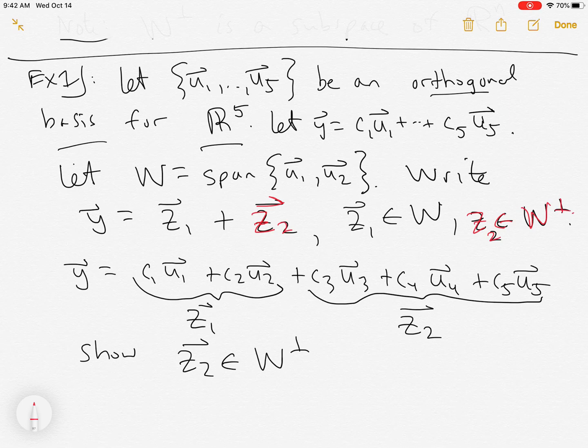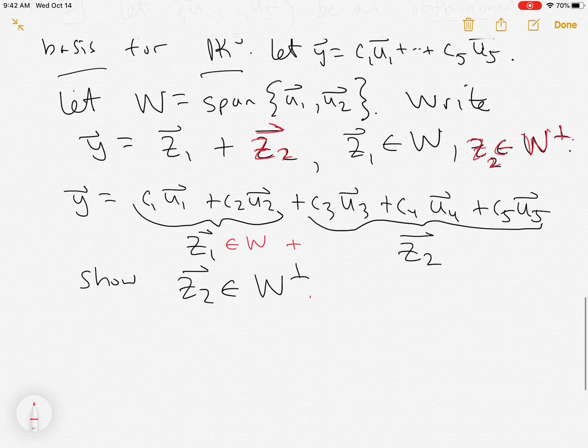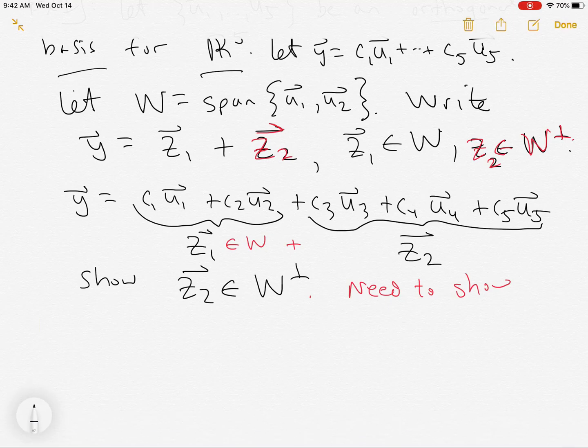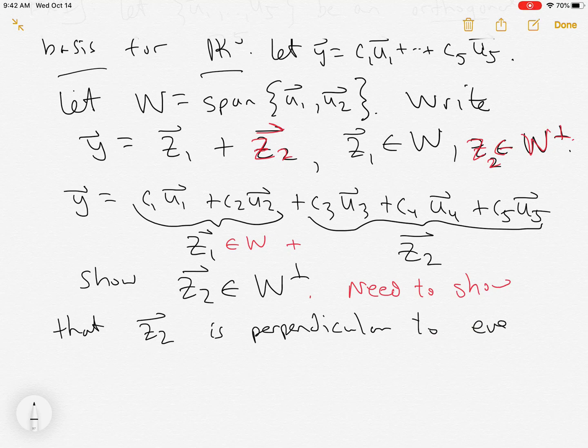So we wrote y as a sum of two vectors. The first one is definitely in the span, so it's in W. So z1 is in W, just by definition. And now we need to show that z2 is in W perp. So that means that we need to show that z2 is perpendicular to every vector in W.